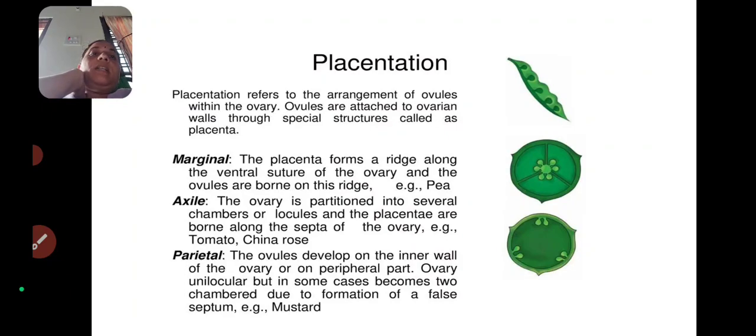The first one is marginal placentation. The pictures are showing the placentation here. The placenta forms a ridge along the ventral suture of the ovary, and the ovules are borne on the ridge. This is called marginal placentation. Just observe the diagram and draw it now.